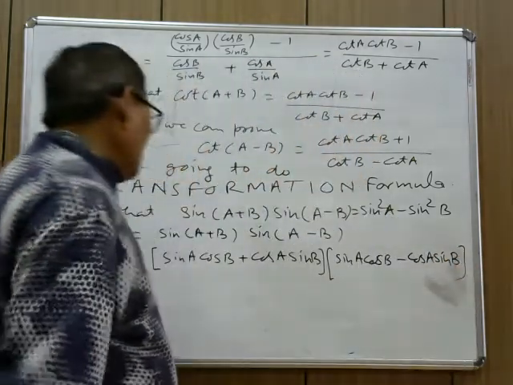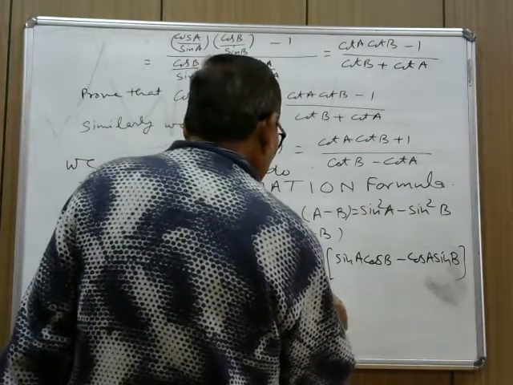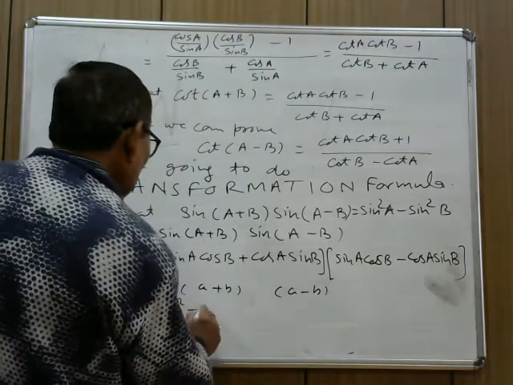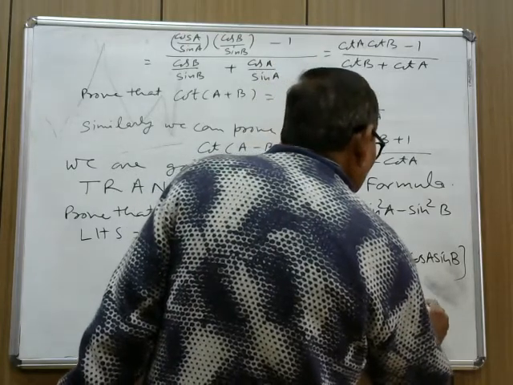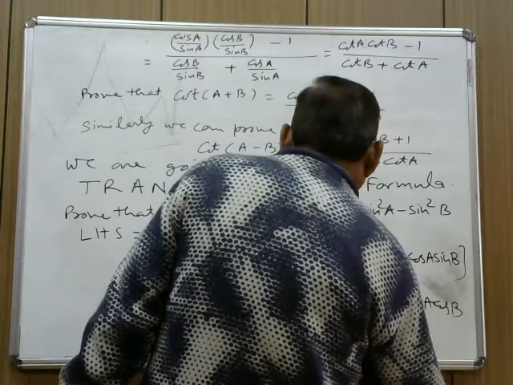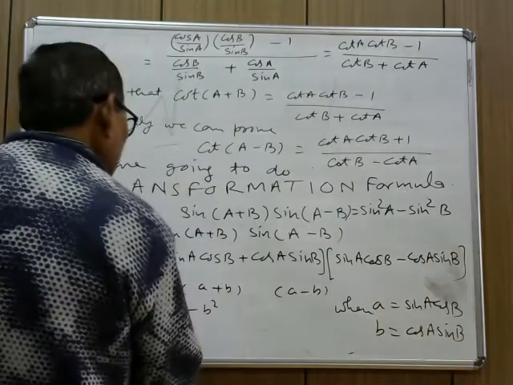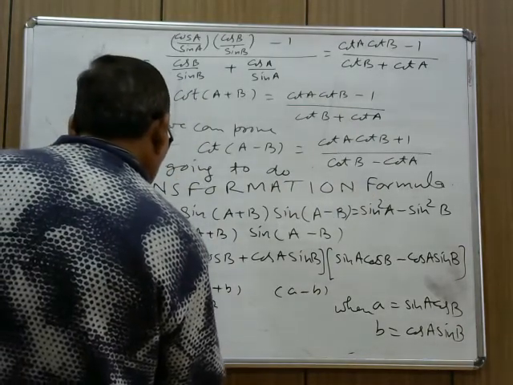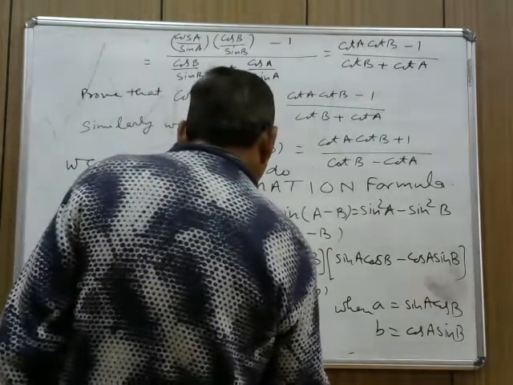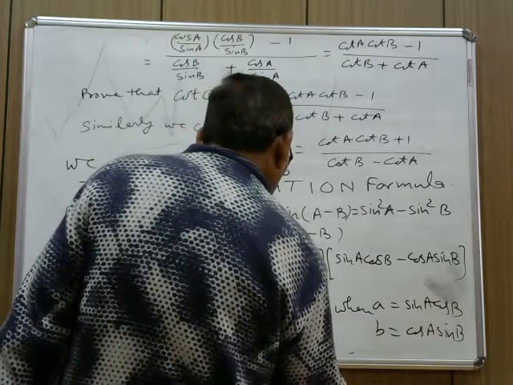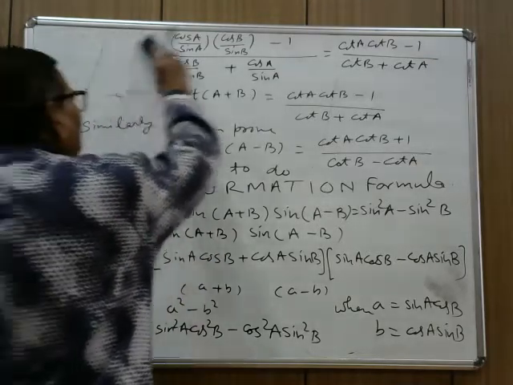So now you see this is of the form (a plus b) into (a minus b). Your result is a square minus b square, where a is sin a cos b and b is cos a sin b. When you substitute here, your a square minus b square is sin square a cos square b minus cos square a sin square b. You have to reduce this into the form of sin square a minus sin square b.